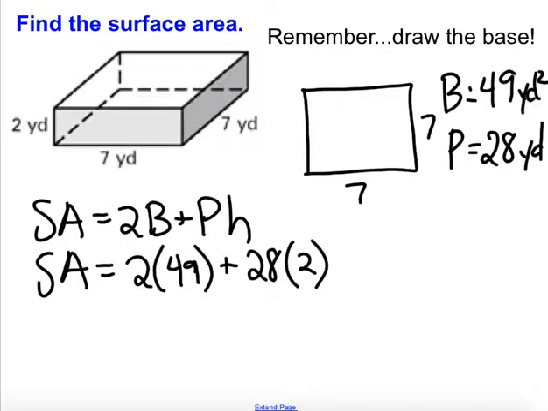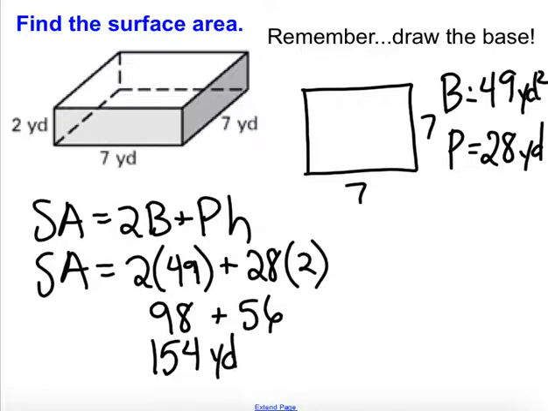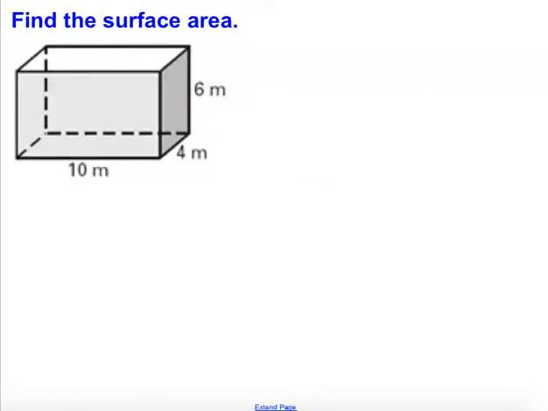So we say 2 times 49 plus 28 times 2. Well, 2 times 49 is 98, and 28 times 2 is 56. So we add them together to get 154 yards squared. And yes, you could find the area of each of those faces and add them up, and that'll work, but we do have a more concise formula as well.